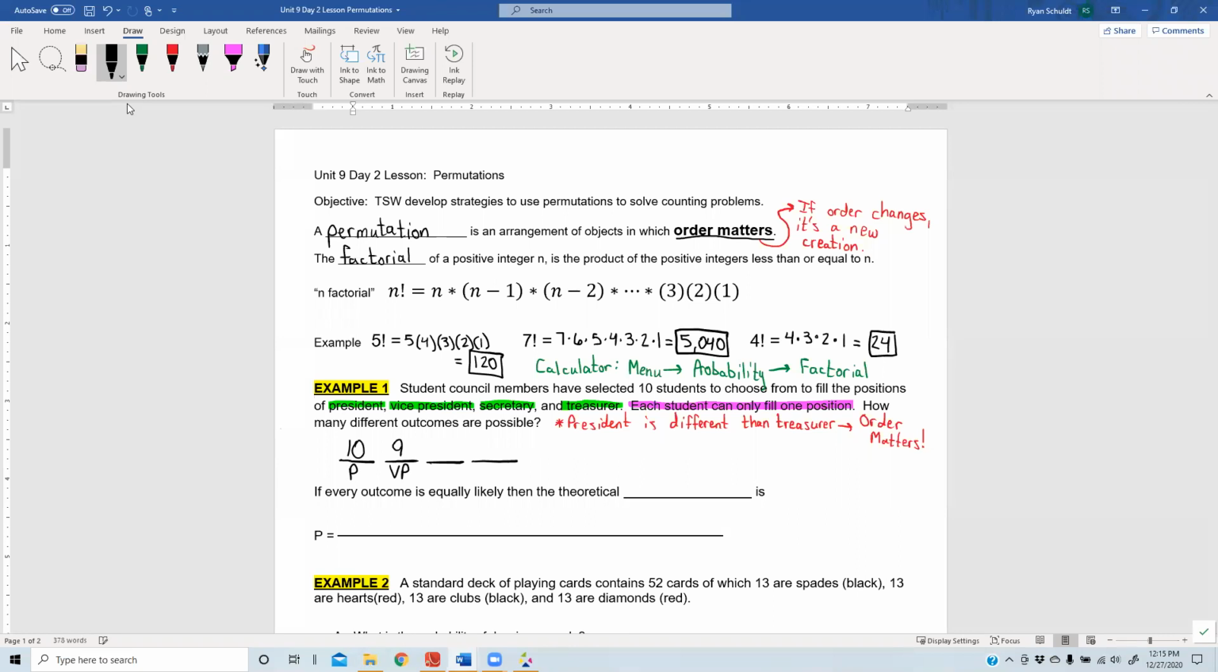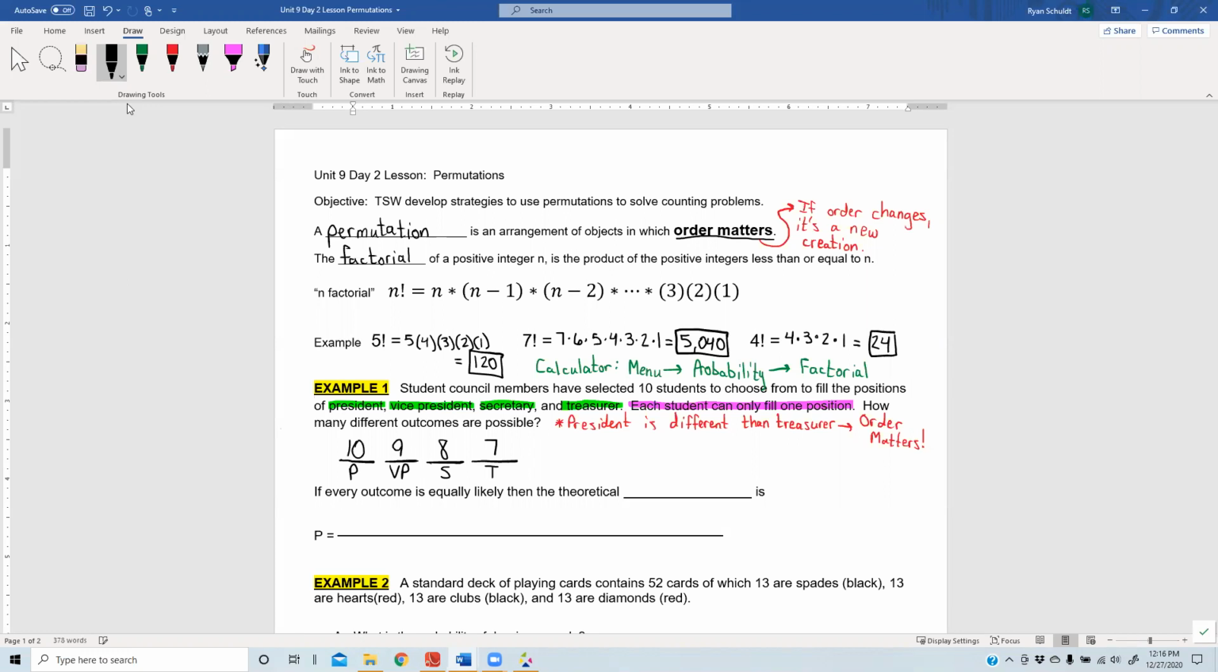So now Bob and Sue have been chosen. How many people does that leave for secretary? There's 8 people left. So let's pick Billy Joe for secretary. So now Bob, Sue, and Billy Joe are out of the picture. How many does that leave for treasurer? 7. And just for the sake of it, let's say Bubba gets treasurer.